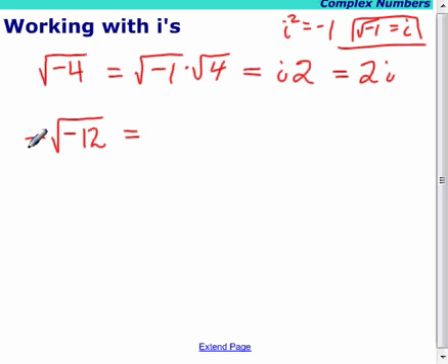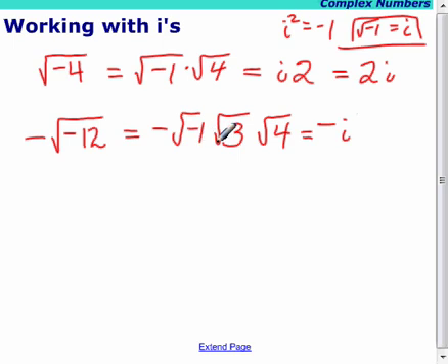Here's another example. There's a couple of negatives here. Let's forget that negative out front just for a minute. But let's rewrite the square root of negative 12 as the product of the square root of negative 1 times the square root of, I can multiply 3 and 4, so the square root of 3 times the square root of 4. Okay, this is the same as what I started with. So this is equal to negative. Square root of negative 1 is an i. Square root of 3, can't do anything with that. But the square root of 4 is 2.